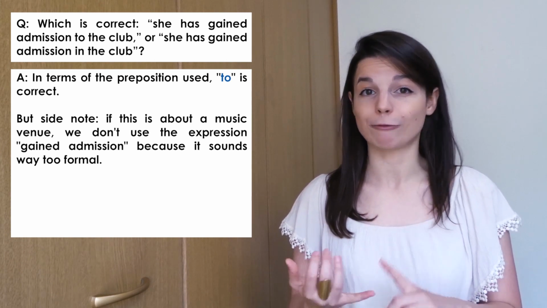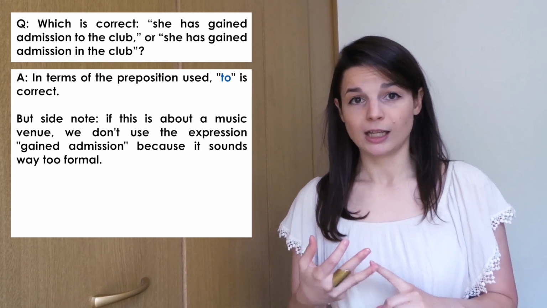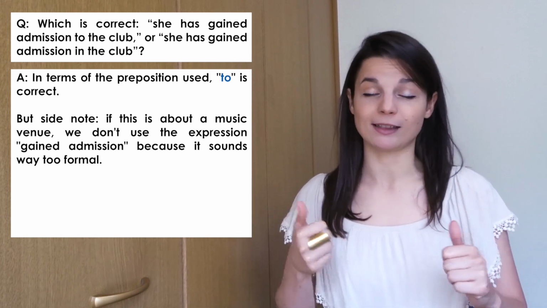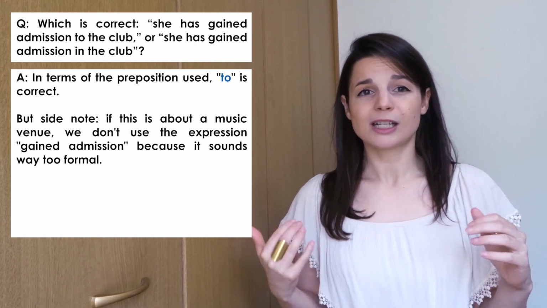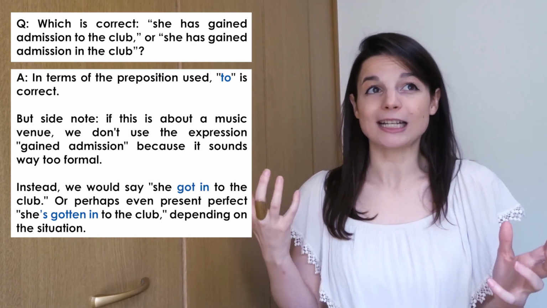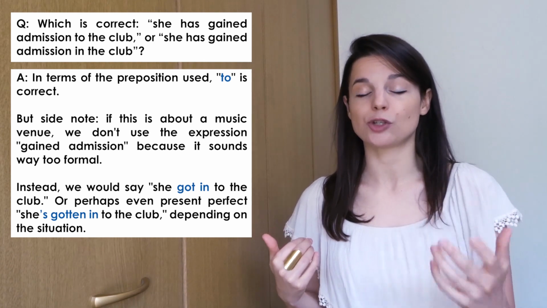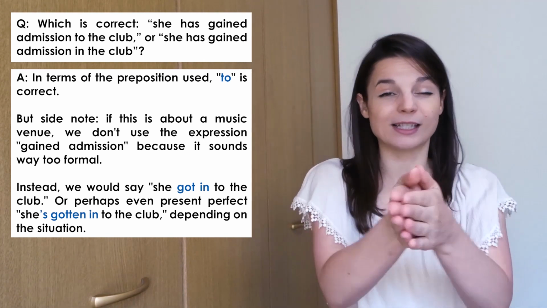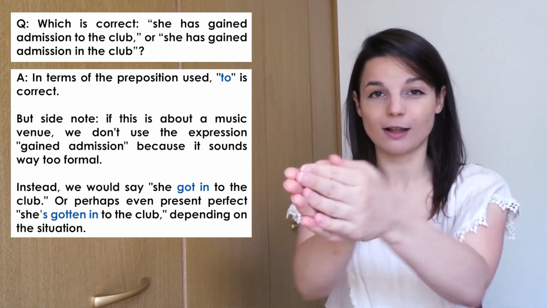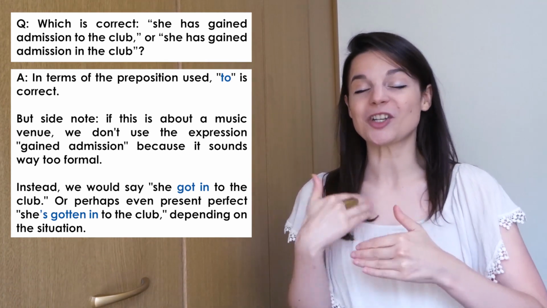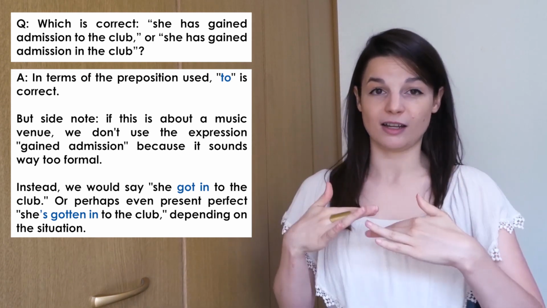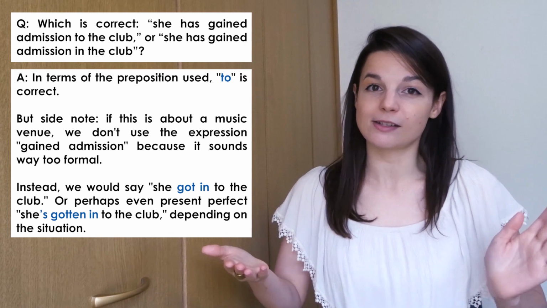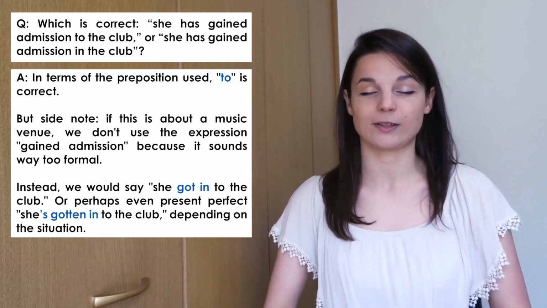So if you're talking about a formal club or a formal society, like she has gained admission to the club, fine, that's fine. If, however, you're just talking about going out to a party, we'll use "she got into the club" or "she has gotten into the club." So we say "got into" or "get into" a club. Like it sounds like it was difficult to get in, but she was able to gain admission. So "gain admission" sounds too formal, so we use "got into" instead. So I don't know if that's the situation here, but just in case, there's an expression you can use as well: to get into something.